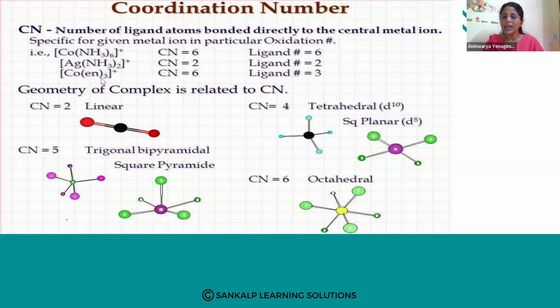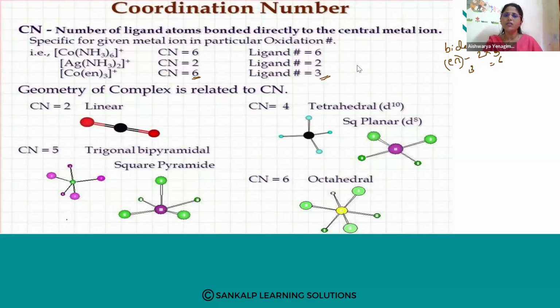Co(EN)3. EN is an example for a bidentate ligand. So 3 anta andaga each EN will have two sides. Hagadre 3 iddaga how much it becomes? It becomes 6. So coordination number is what? Coordination number is 6. But how many ligands are there? Only 3. So this is very important. So bidentate iddaga you have to be very careful.